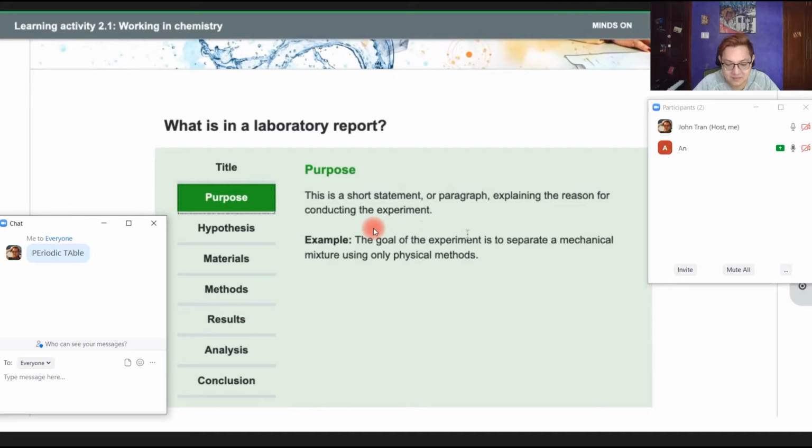The goal of the experiment is to separate a mechanical mixture using only physical methods.